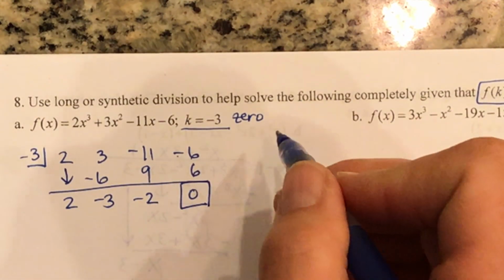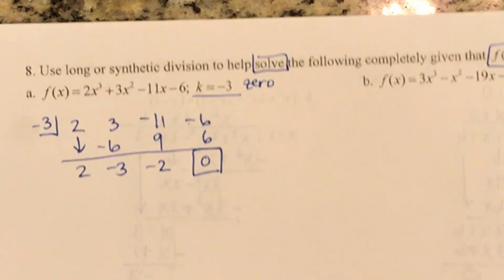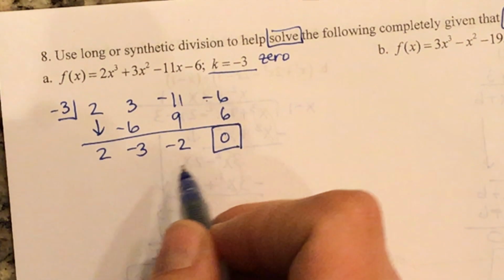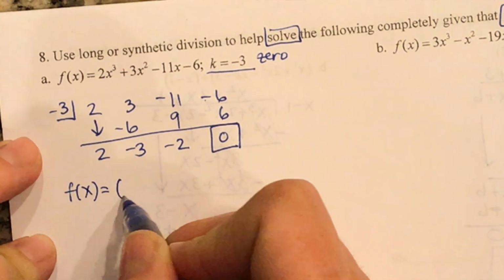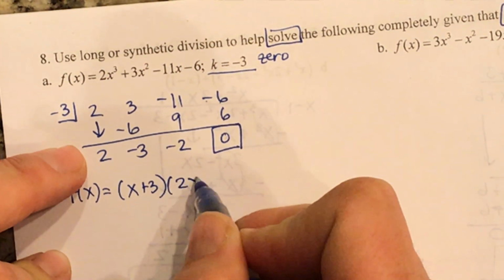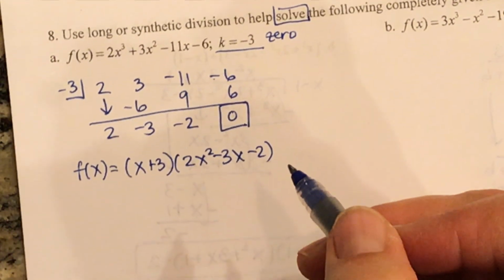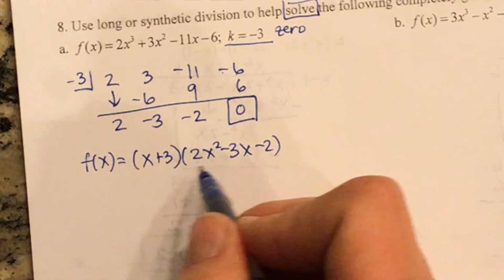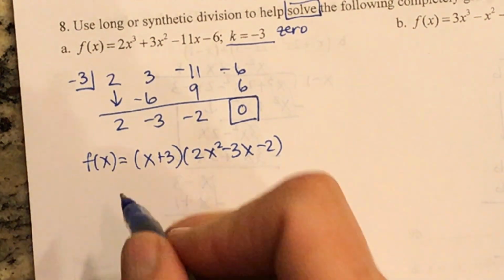So the directions up here are a big difference from what we were doing on the last page. Now it's saying to solve. So that means that I can't just stop. I need to actually keep going. So that makes this a little more challenging. So f of x is equal to x plus 3 times 2x squared minus 3x minus 2. Okay, so now, because my remainder is 0, this is what I've got. And now I need to factor this further if possible. If not, I need to use the quadratic formula on it.